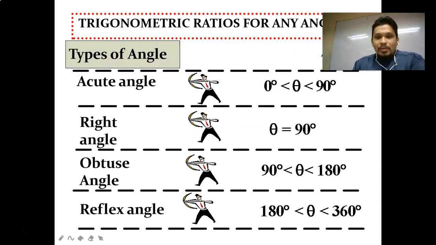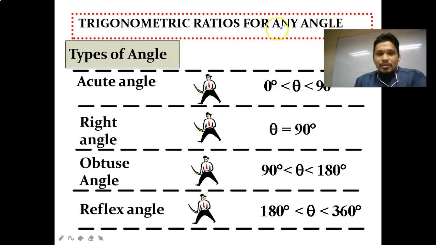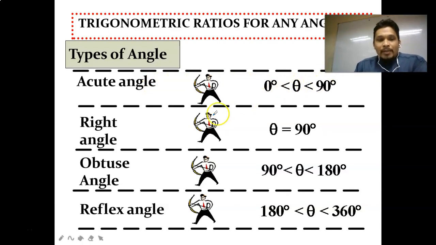We are also going to discuss the ratios of any angle. So we have 4 types of angle here. Acute means that theta lies between 0 and 90 degrees. Then right angle, obtuse, and also reflex angle.